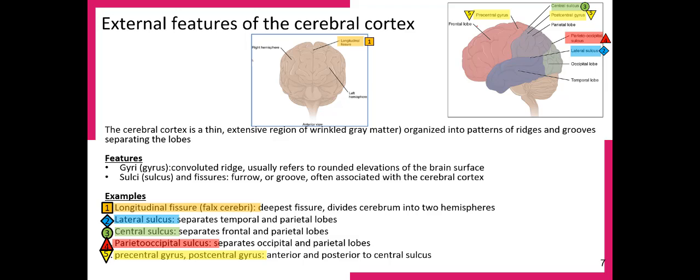When we look at the outside features of the cerebral cortex, again, you've got that longitudinal fissure which splits the right and the left hemisphere. So you've got the left hemisphere here, the right hemisphere here, and it looks very wrinkled on the outside. And the fissure runs all the way from front to back of the cerebrum. We've also got different indentations. So as you look at the brain, you've got these ridges and valleys, right? You've got this wrinkled appearance.